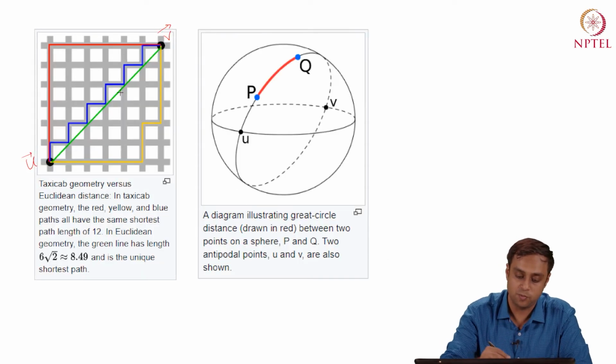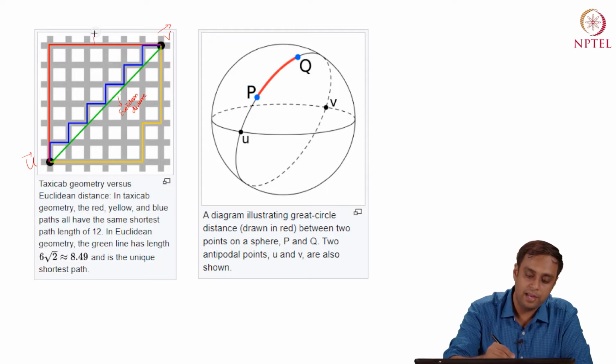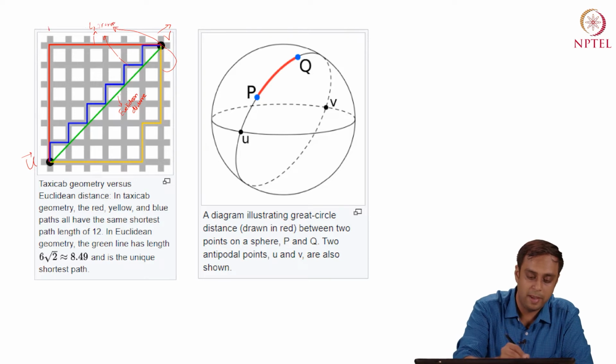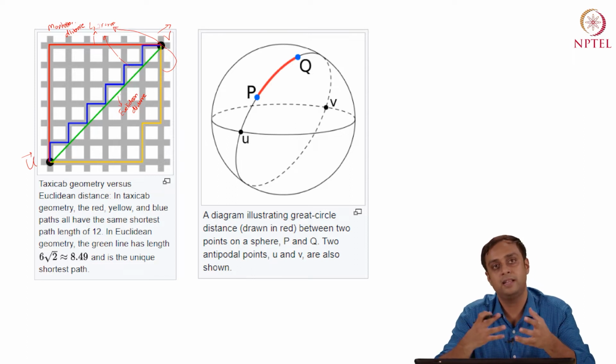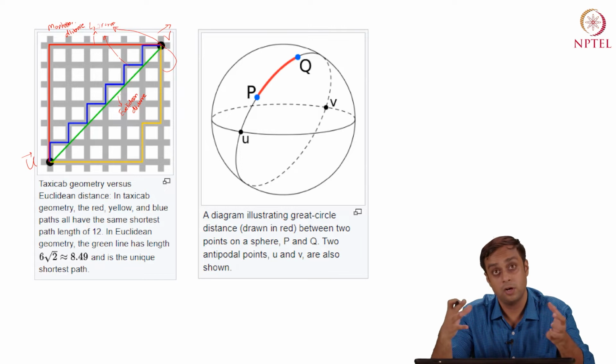The green line is what we call the Euclidean distance, right? So this is the L2 norm, and the green, blue, and yellow lines, as I said earlier, are called the L1 norm, or they are termed the Manhattan distance. The third kind is called the great arc distance, which basically takes into account the fact that the shape of Earth is a sphere.